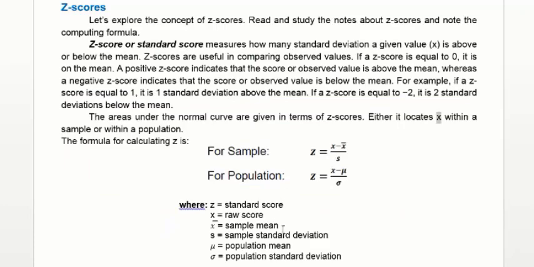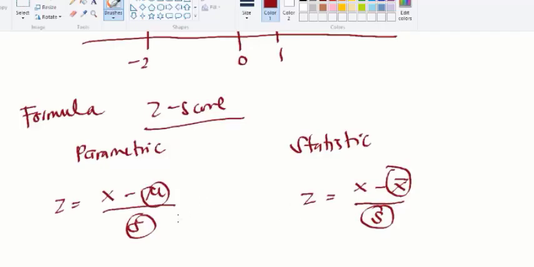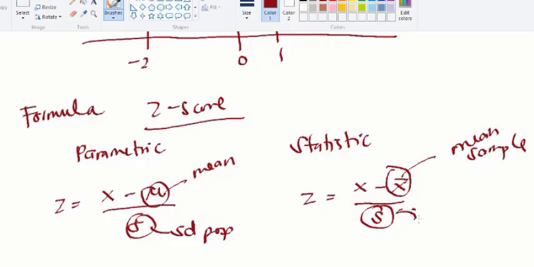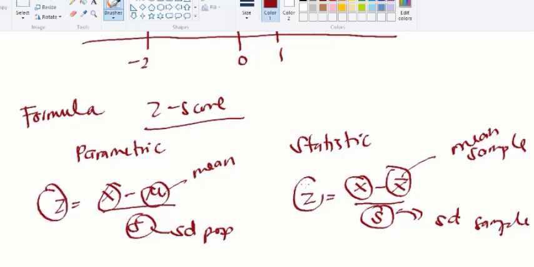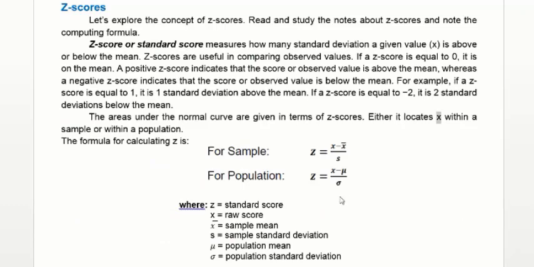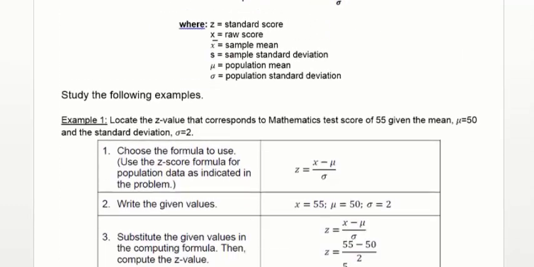Okay, so I hope we know what those mean, no? Ito yung mean ng population, ito yung standard deviation ng population. Ito yung mean ng sample, okay? At ito yung standard deviation ng sample, okay? It's just, this is the x, whatever that score is, a given point, okay? And z is the z-score, okay? So next, let's have some examples on how to get the score.